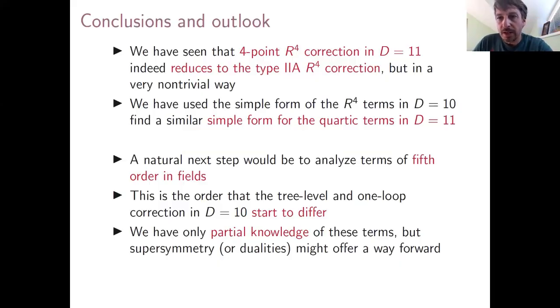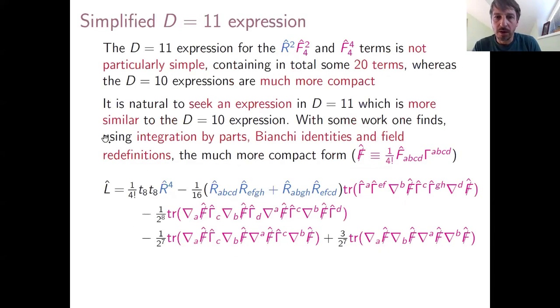And we've seen that it does reduce correctly, but it does so in a very non-trivial way. You generate a bunch of dilaton terms that you then have to get rid of. There are lots of field redefinitions and so on that you have to do in the process. And then we've used the compact form of the R to the 4 terms in 10 dimensions to find a similar compact form for the quartic terms in 11 dimensions, which is this expression.